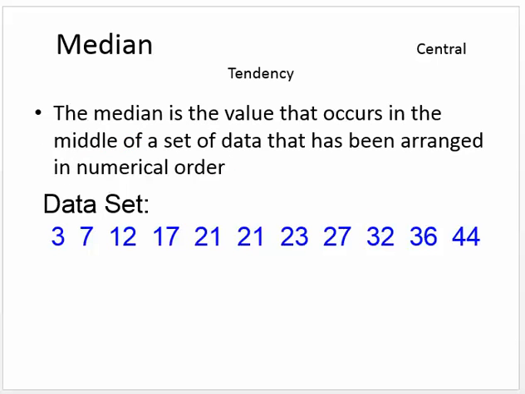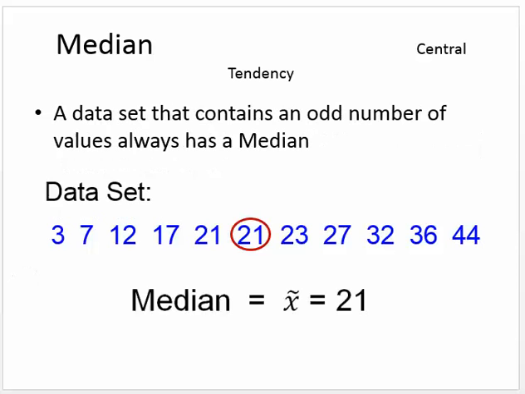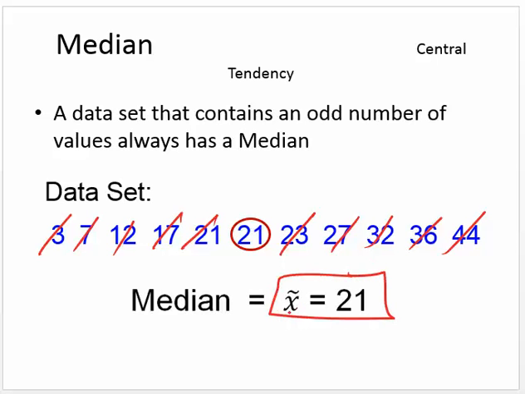To find the median, we typically want to put the data in order. You don't have to go from least to greatest, but typically what we do then is simply start crossing them off from opposite ends. When you do that, the number you're left with in the middle is your median. And notice the little tilde there, that tilde is what means median. The median is the one in the middle.